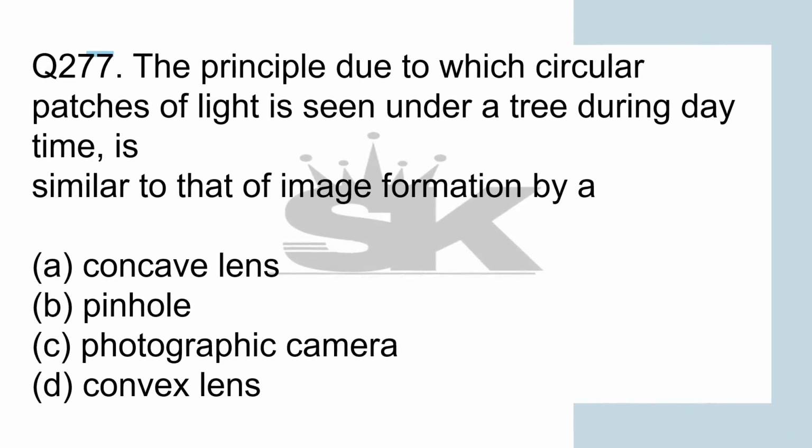The principle due to which circular patches of light are seen under a tree during daytime is similar to that of image formation by... the answer is pinhole. Okay. A pinhole camera is a simple camera without a lens and with a single small aperture, effectively a light-proof box with a small hole in one side. Okay. Light from a scene passes through this single point and projects an inverted image on the opposite side of the box. This is similar to the principle due to which circular patches of light are seen under a tree during daytime. Okay.